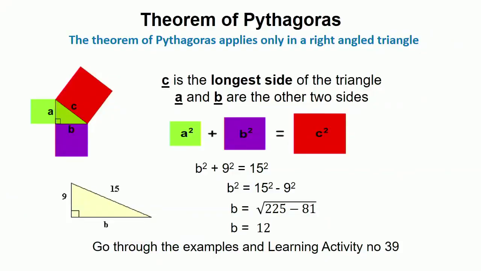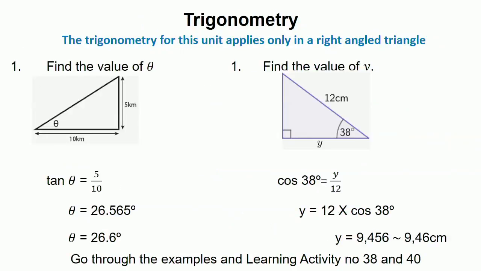Some more questions, some more answers, some more activities in number 39. Trigonometry also applies only to a right angle triangle, and that's why we always have trigonometry together with Pythagoras. The two go together, and many times bearings are also included in that. So find the value of theta.